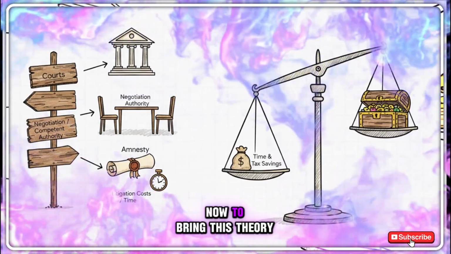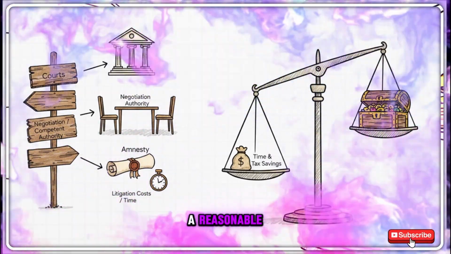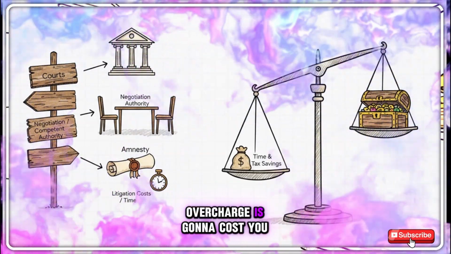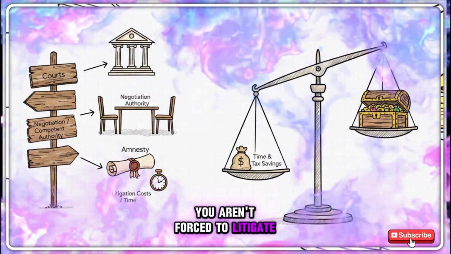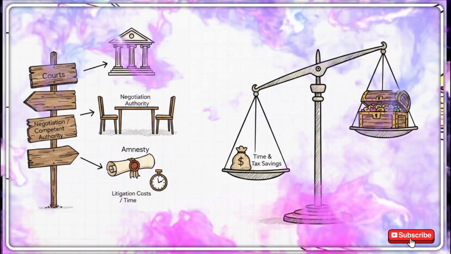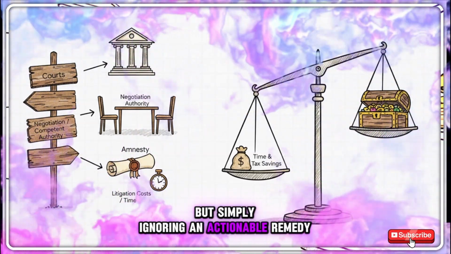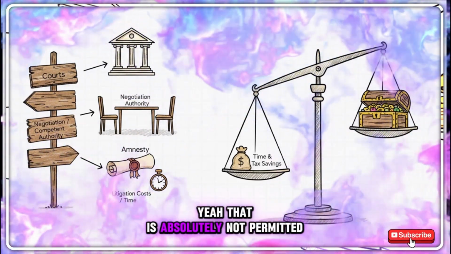Now, to bring this theory back down to earth, the framework does actually allow for a reasonable business approach. Look, if fighting a $5 overcharge is going to cost you $5,000 in legal fees, no, you aren't forced to litigate. The system totally demands that you weigh the financial costs against your likelihood of actually winning. But simply ignoring an actionable remedy just because it's a bit inconvenient, that is absolutely not permitted.